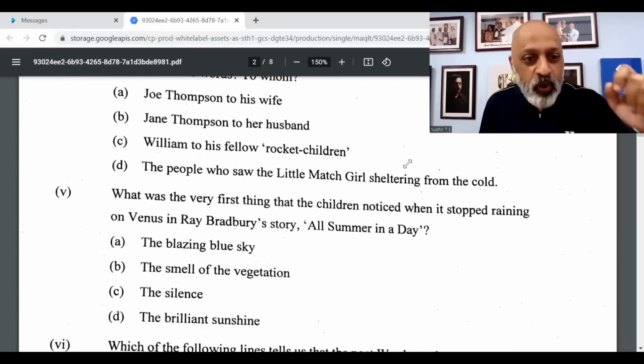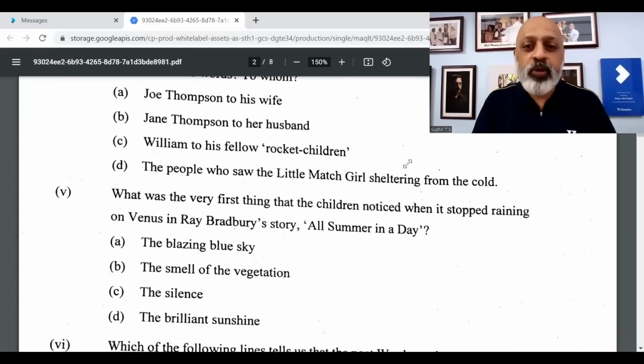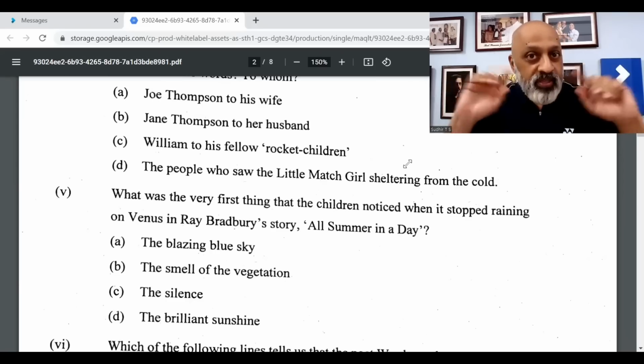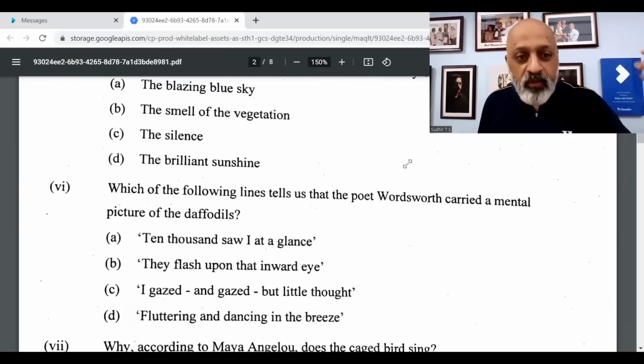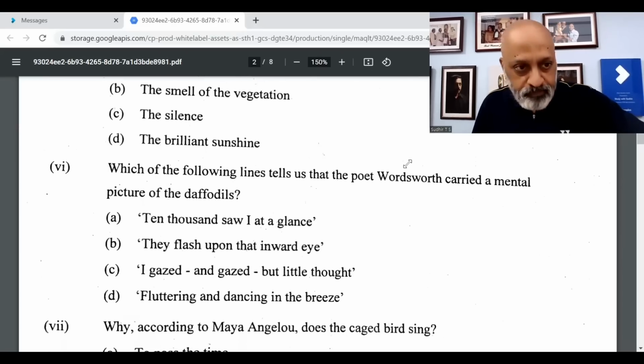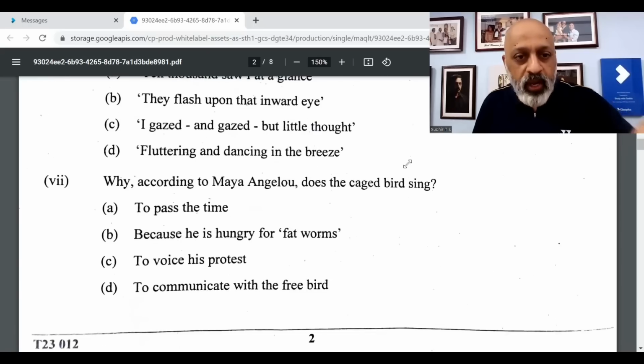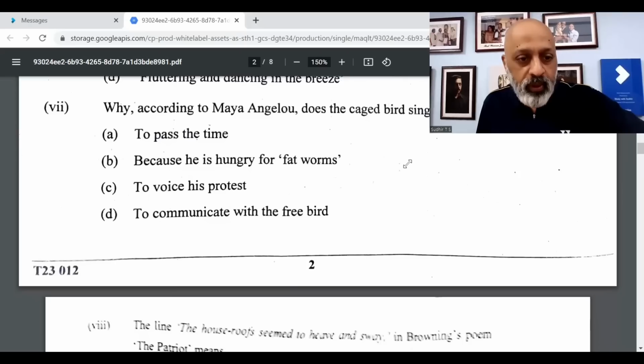I like it. What was the very first thing that the children noticed when it stopped raining on Venus, right? The silence, the sound apparatus is referred to in the text. Which of the following lines tells us that the poet Wordsworth carried a mental picture of the daffodils? They flash upon that inward eye. Why, according to Maya Angelou, does the caged bird sing? Because to voice his protest.